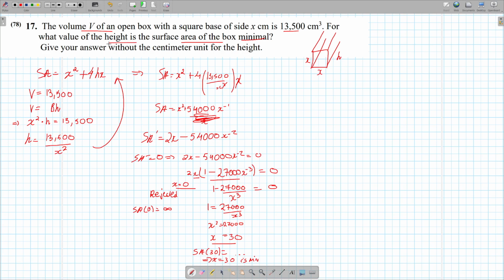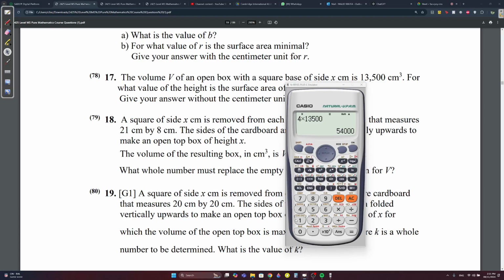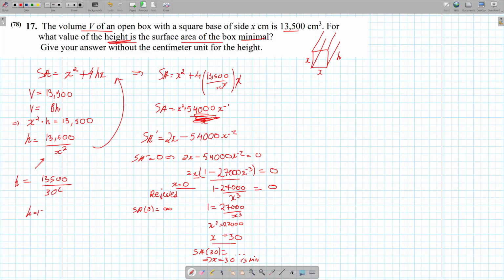Okay, what did they ask for? They asked for height. What was our relation between height and x? Height is equal to 13,500 over x squared. So we're going to substitute x over here, and you're going to get 13,500 divided by 30 squared. I think you get 15. Yes, so you get h is equal to 15.